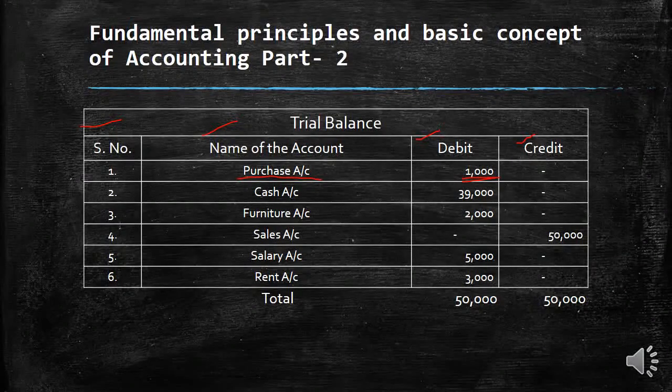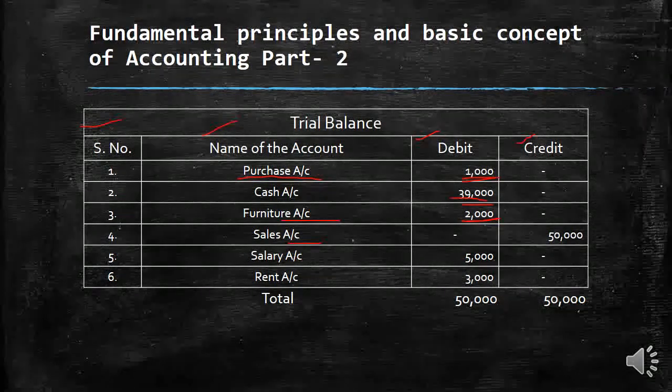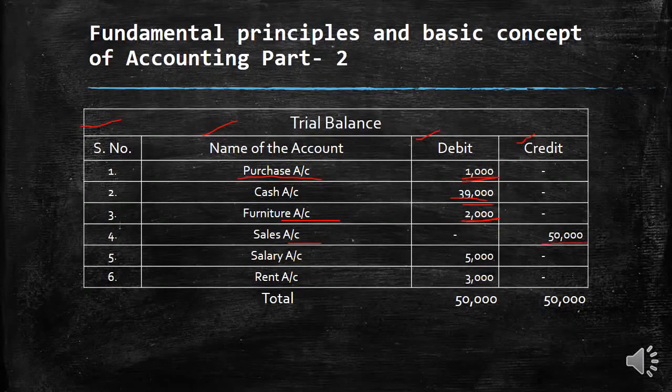Then there is the cash account. For the cash account, the brought down balance was 39,000 and it was on the debit side. So we will write it on the debit side of the trial balance for the cash account. For the furniture account, similarly, the debit side brought down balance was 2,000. So we will write it in the respective column. And for the sales account, the brought down balance was on the credit side and it was 50,000. So we will write it down in the respective column. In the same manner, the brought down balance for the salary account and rent account is also recorded.